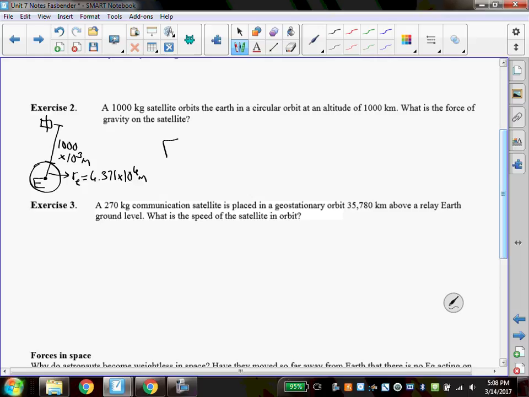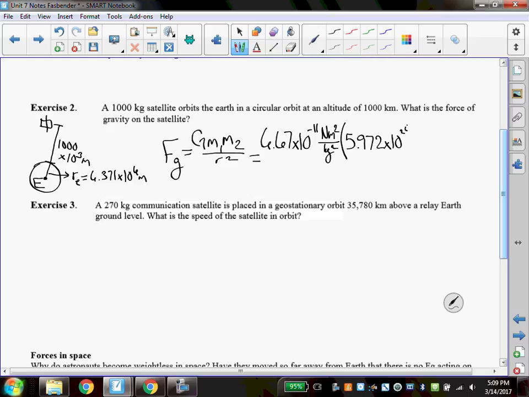So when we write out the universal law of gravity, Fg equals G m1 m2 over r squared, and we start to fill in these numbers: 6.67 times 10 to the negative 11th newton meters squared per kilogram squared, times the mass of the Earth, which again I'm going to assume you know, is 5.972 times 10 to the 24th kilograms. And then the mass of our object, 1,000 kilograms. We're going to divide all of this by our center-to-center separation.